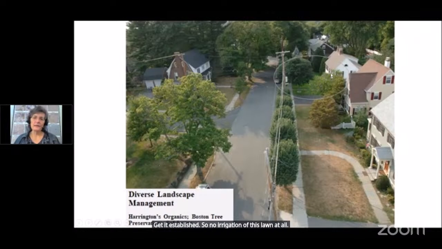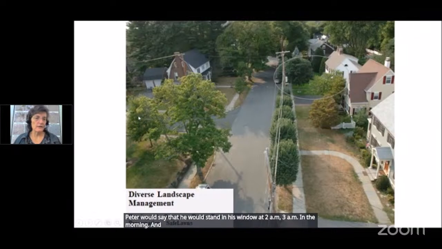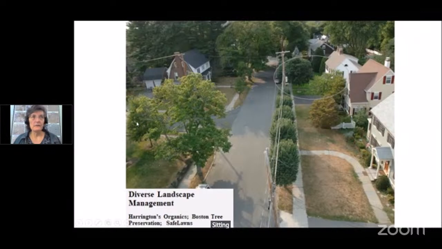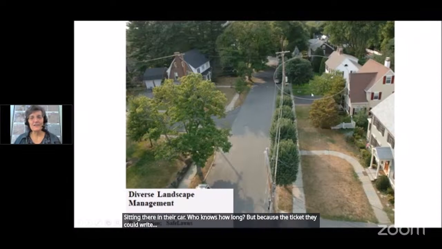Peter would say that he would stand in his window at 2 a.m., 3 a.m. in the morning, and he would look across here and he could see the police sitting there in their car. Who knows how long? Because the ticket they could write, if they could catch him watering his lawn, they could write a hefty ticket, but they could never do that because he wasn't watering his lawn.